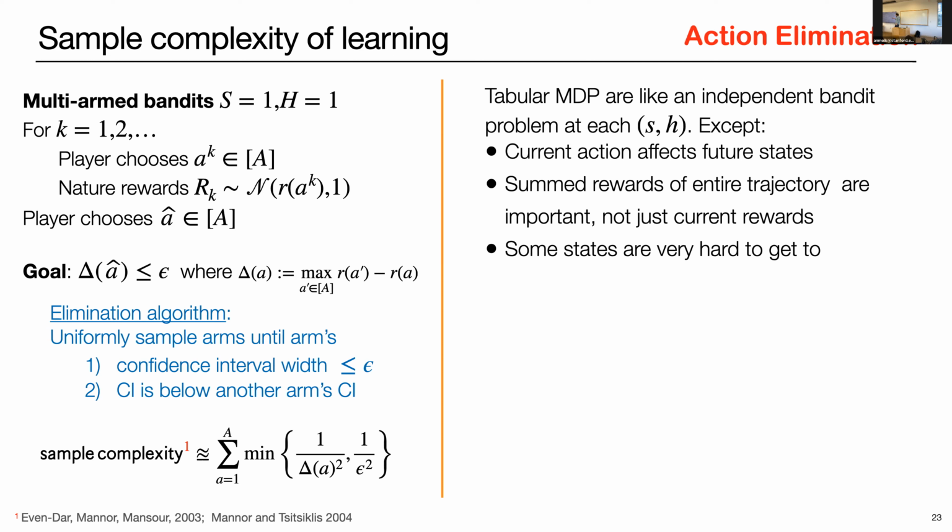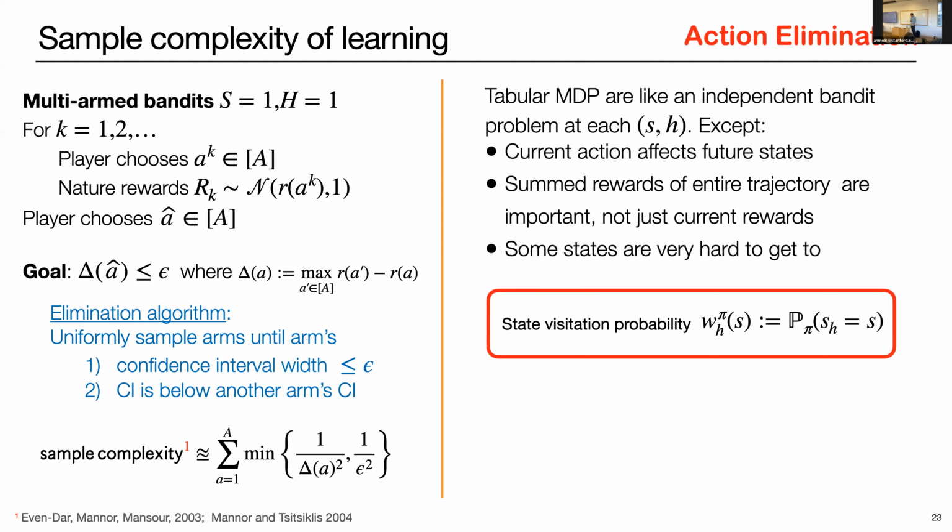And like I said, tabular MDPs are basically like bandits, and so maybe we can use this algorithm. But the problem is that it's different, in that I don't care about finding instantaneous rewards at any given state. I care about the whole reward I'm getting throughout the entire trajectory. And the current action also affects future states. But most importantly, some states are very hard to get to. Some states are just impossible to get to, and I have no hope of the optimal policy getting there, because no policy can get there, just because the probability of transitioning to that state from any other state is very, very small.